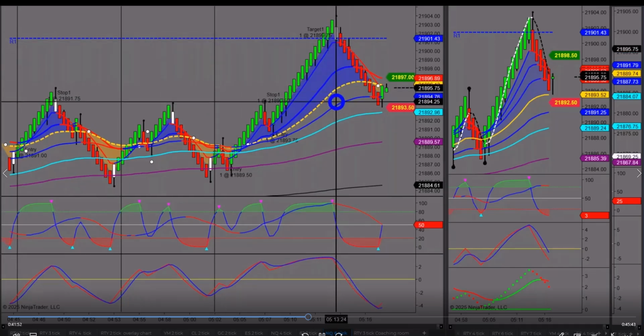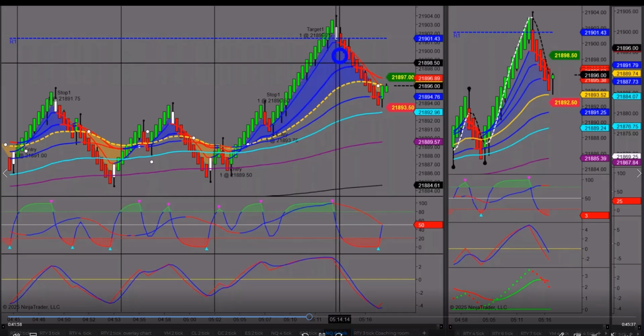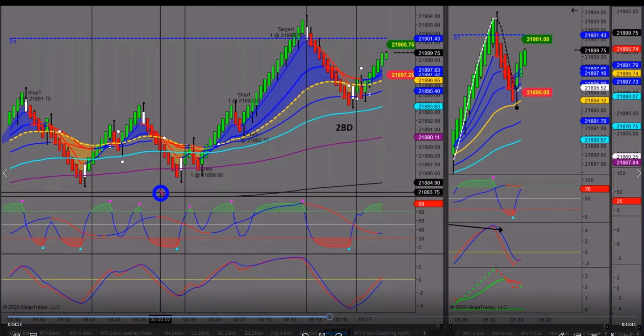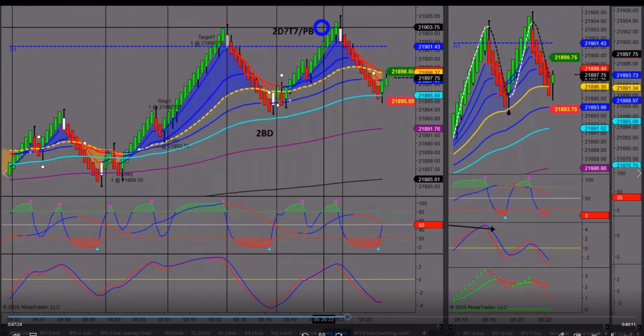Very high probability. Just imagine an elastic band being stretched. That's really what this is. And let me just move along. So I've got a 2BD. That's another trend continuation setup. Now we've got a really nice double top.